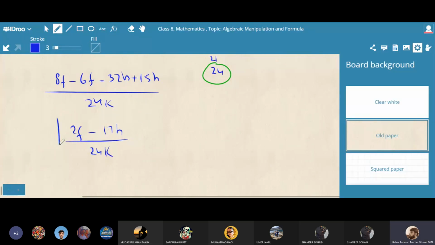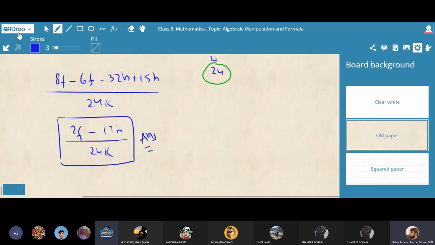Is this the final answer? Can we simplify further? No, sir. Can I cancel 2 by 24? No, sir. Why? Because 2F is a variable, it is minus from 17H. That's why we cannot cancel. Very good, very good.